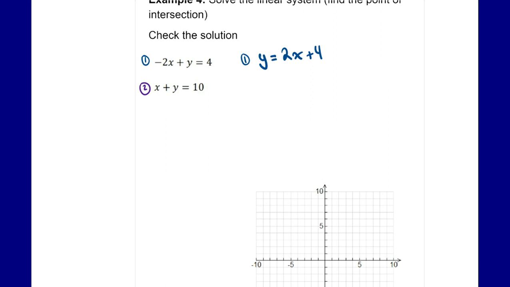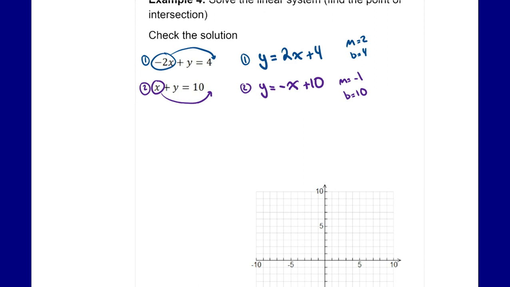The next equation, same idea. For the next one, I'm going to move this x term over to the other side. So y is left. The x, when it comes over, becomes a negative x. And the 10 remains plus 10. Now that it's in this form, I should be able to graph it because I can see my m value and my b value, which will make it easier for me to graph.